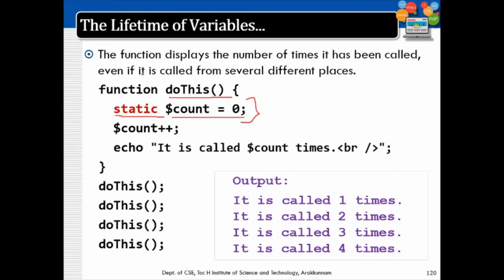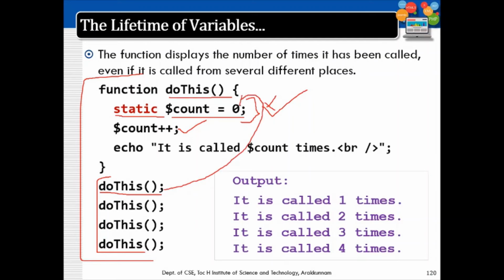So in the lifetime of this particular script, the variable count is declared as static, so it will be initialized only once. Every time it is called again, this initialization will not happen, only the increment part happens. I'm calling this function 4 times. During the first call, the count will be initialized with the value 0 and count plus plus happens.